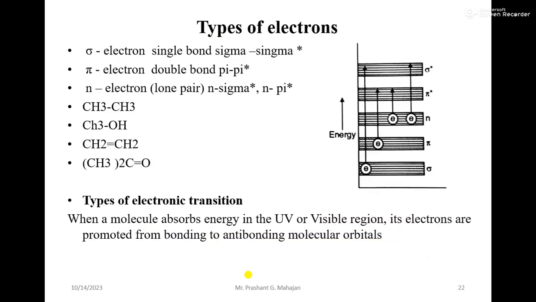The next is types of electrons present in organic molecules. There are three types of electrons. One is sigma electron, that is present in the single bond. The second is pi electron, that is present in the double bond.